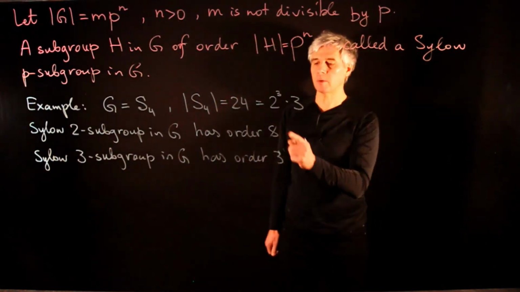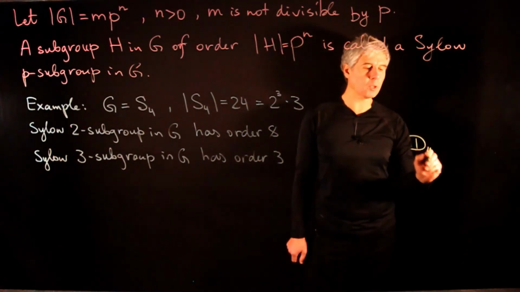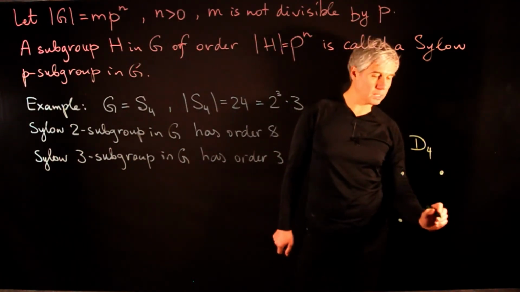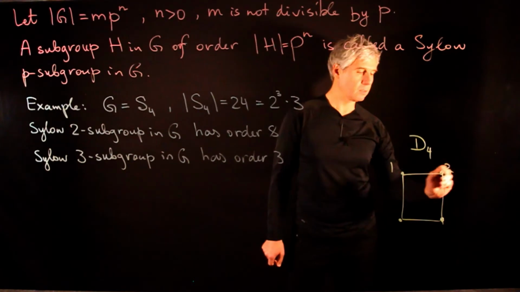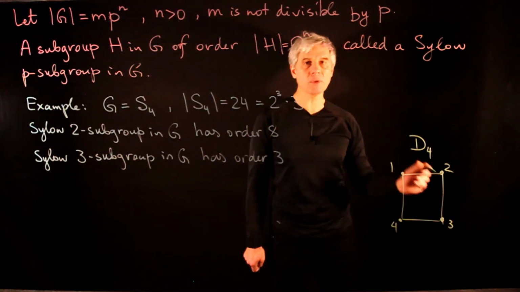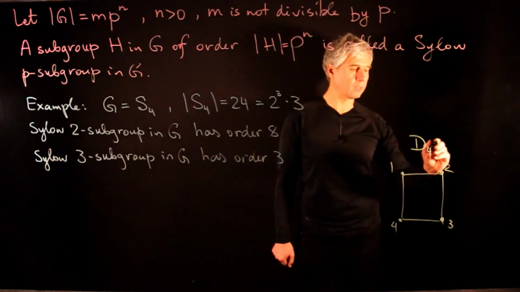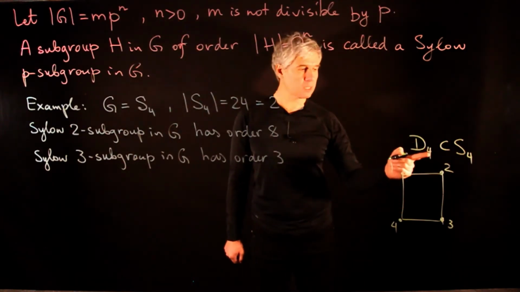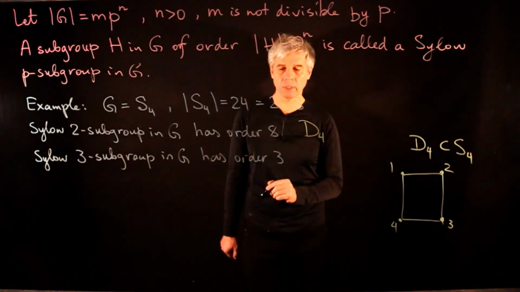Let us see if we can point out subgroups with these properties inside S4. For the subgroup of order 8, we consider D4. D4 is the dihedral group of symmetries of a square. If we index the vertices of a square as 1, 2, 3, 4, then every symmetry of a square can be viewed as a permutation of 1, 2, 3, 4. And thus D4 is a subgroup inside S4. This subgroup has order 8. So this means that D4 is a Sylow 2-subgroup in S4.